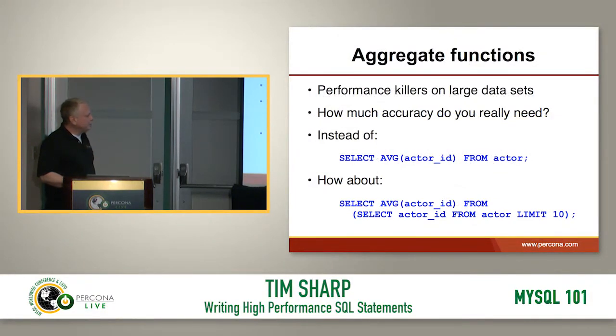Another way to increase performance is with aggregate functions. These can be performance killers on data sets. The question is, how much accuracy do you really need? If you have a very large table, do you need to examine all the records? Can you get a good number from looking at a reduced number of records? So instead of looking at everything, do a subselect and average over that. If you want to do an average of 1 million records, that may not be necessary. Maybe just do 100,000 records or 1,000 records.